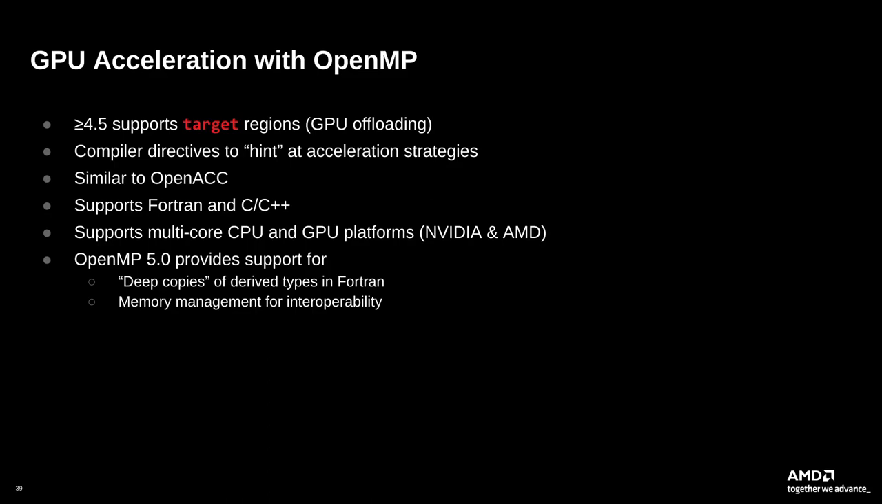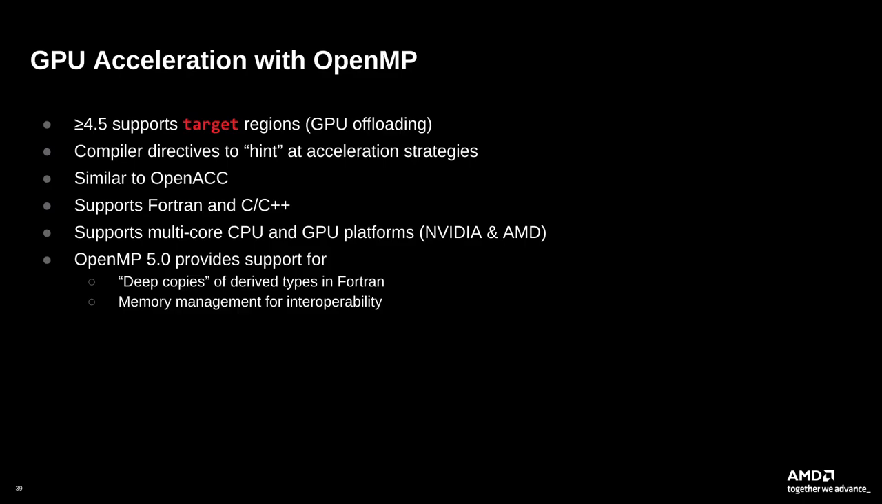As of OpenMP 4.5, there's now support for what's called a target region, which is meant to indicate a region of code that you want to accelerate and offload to GPUs. Now, your job when you're working with OpenMP is to insert directives to the compiler that are usually in special comments in your code to hint at acceleration strategies.